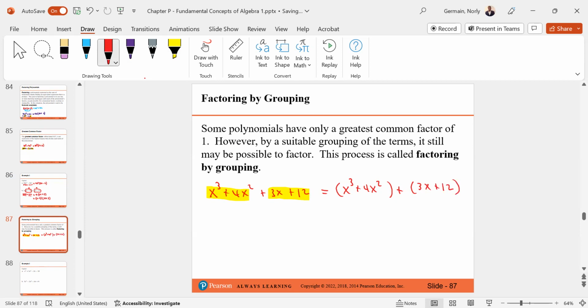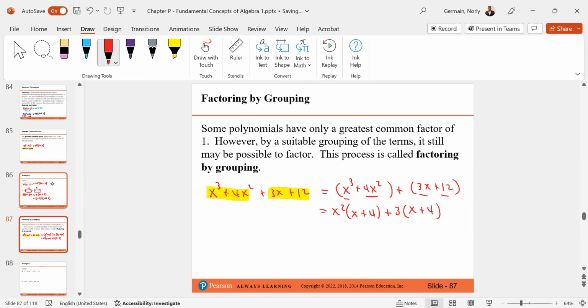The only thing I do here is put a parenthesis. You see, I don't change any sign. Now, from these two terms, I need to identify the common factor. What's the common factor between x cubed and 4x squared? Yes, x squared. So if you take x squared, then you have left only x plus 4. Now, look at the second one. What's the common factor between 3x and 12? Yeah, 3 times 4 is 12. So 3 is the only common factor. So we have x plus 4 left.